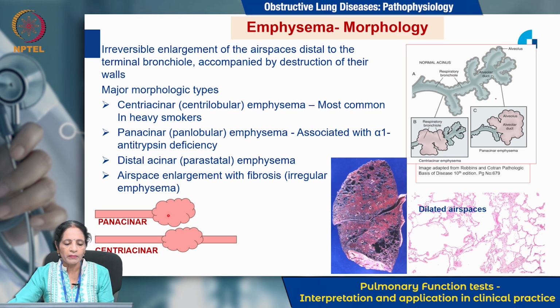So, diagrammatically, pan-acinar is where the entire alveoli, alveolar duct and acini are all enlarged, whereas centriacinar is where only the respiratory bronchiole is enlarged, whereas the peripheral part, that is the alveolar duct and the alveolar acini, are maintained.